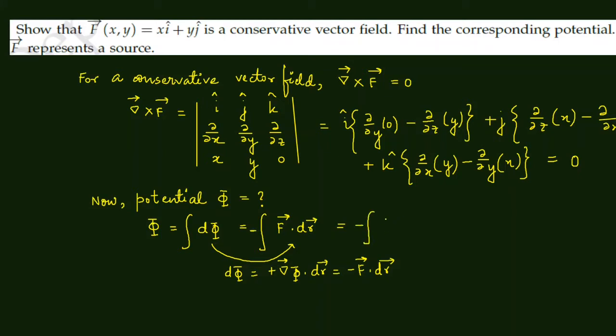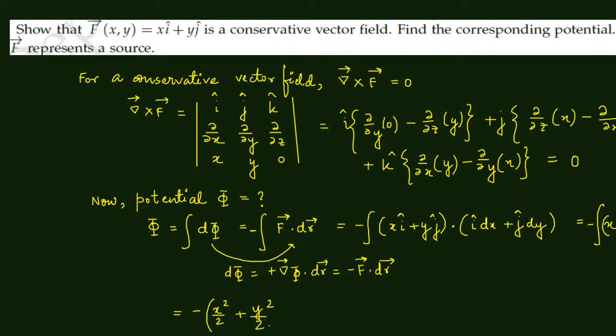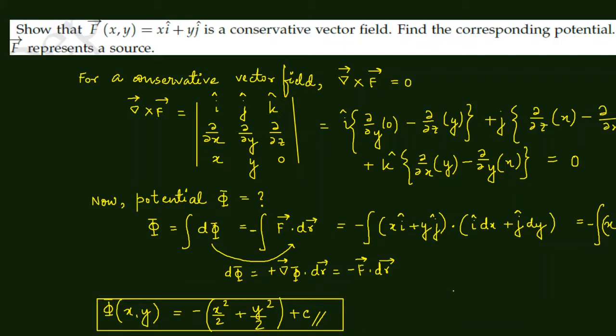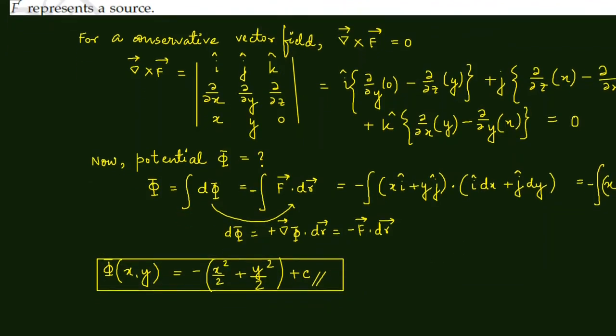Now, we just substitute the value. So, F is x i plus y j cap, dot dr is i dx plus j dy. If you now do the dot product, then you will get x dx plus y dy. So, what do you get is minus x dx integral will be x square by 2, and y dy integral will be y square by 2, and hence we get the potential to be this particular term, which is minus x square by 2 plus y square by 2 plus c.